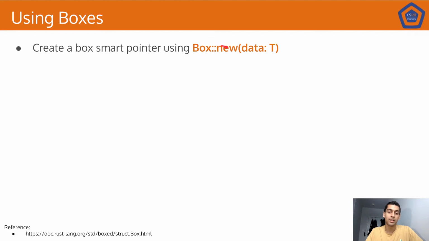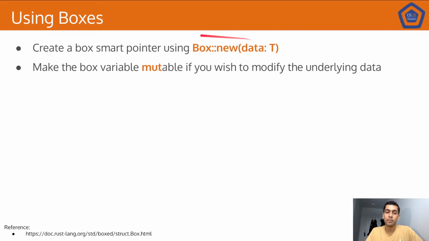Again, this is the associated function that we introduced in the last lecture. You call Box::new, and then place whatever piece of data you want in here. This is generic, so it can be a string, an integer, your own custom struct, whatever you wish. Data will take on that type. And so if you want this data on the heap to be mutable, you have to make the box variable mutable so that you can access and change the underlying data.